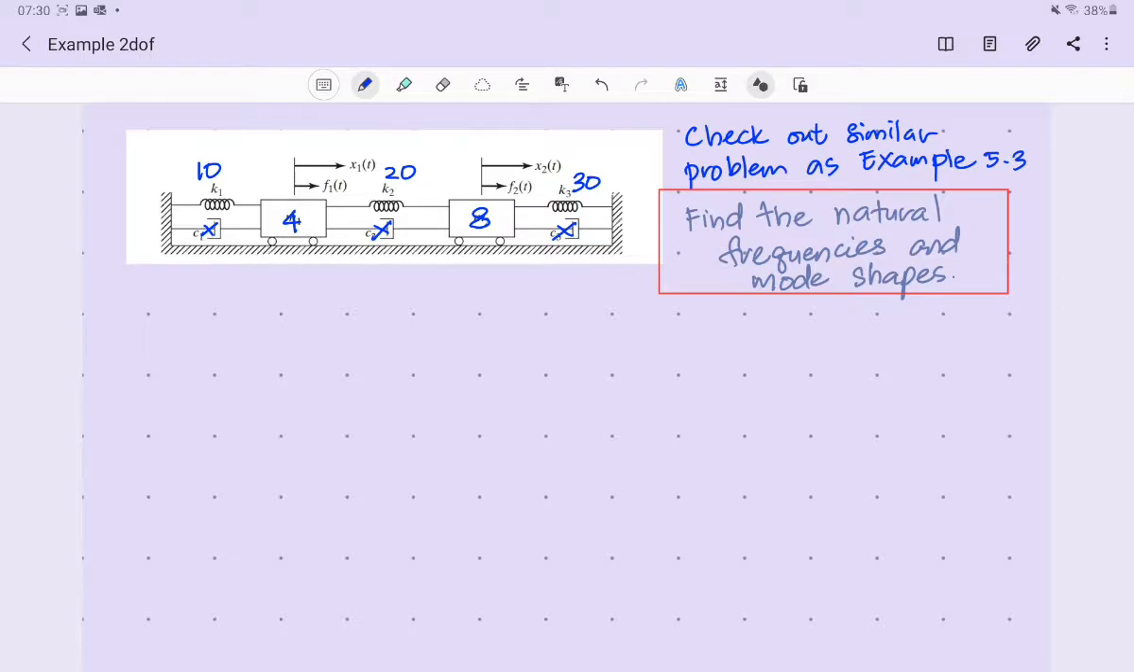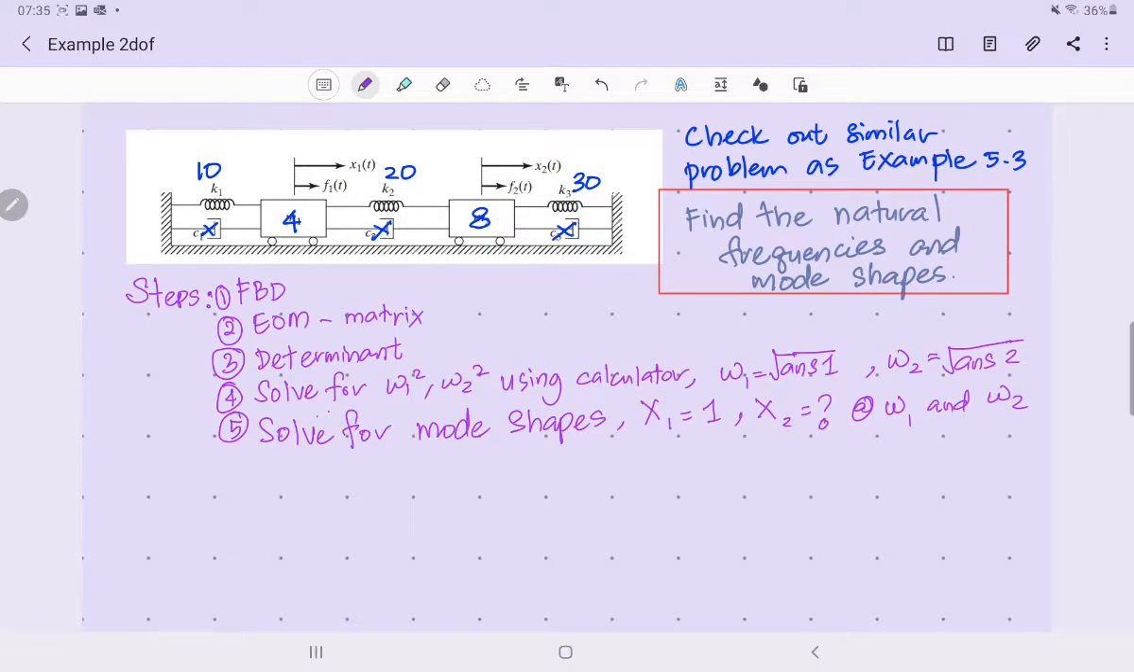You can also check out a similar problem as example 5.3. So I've given the steps here to solve this problem. These are the 5 general steps. First step is always, when you have a problem, you would want to get the EOM. So you start with the FBD, the free body diagram, and then you need to find the equation of motion.